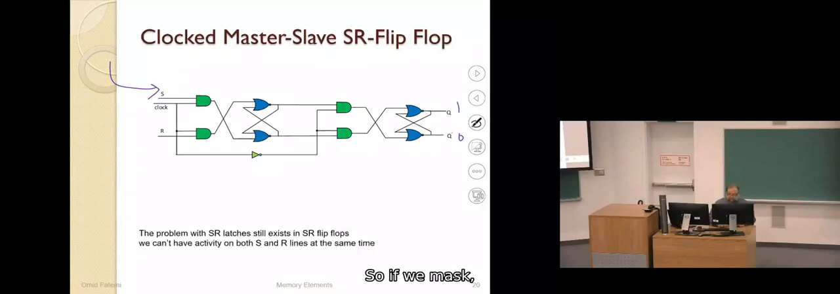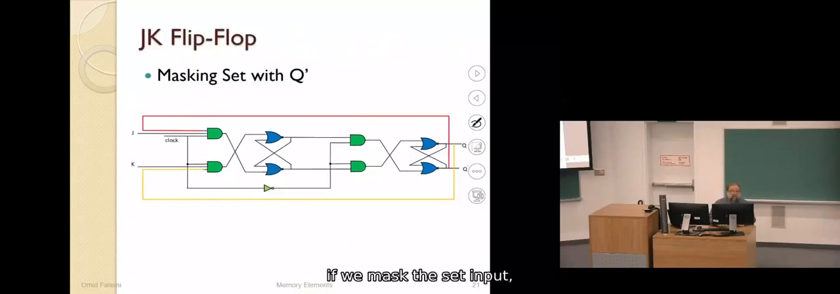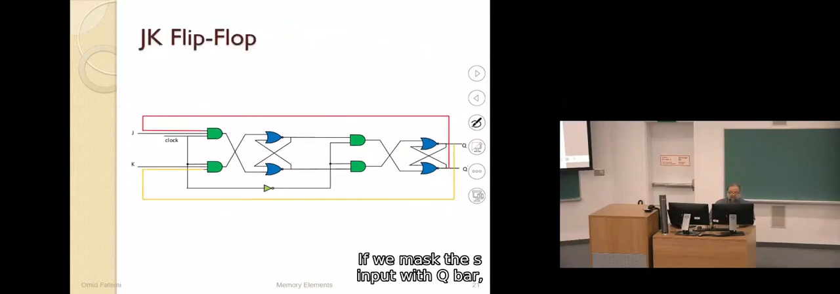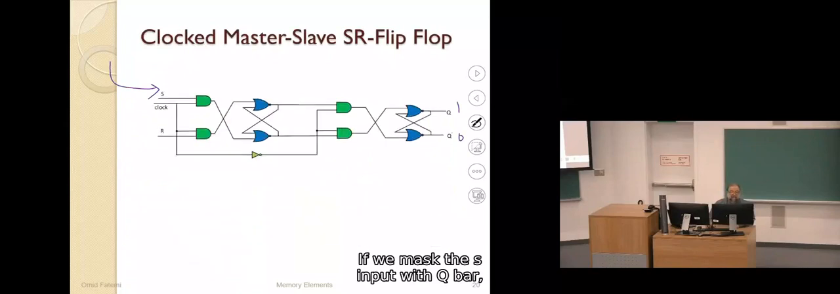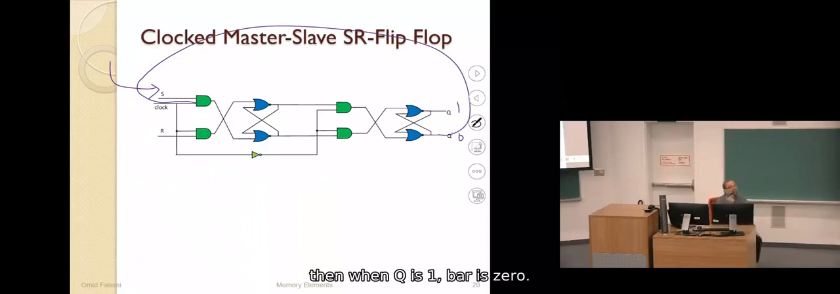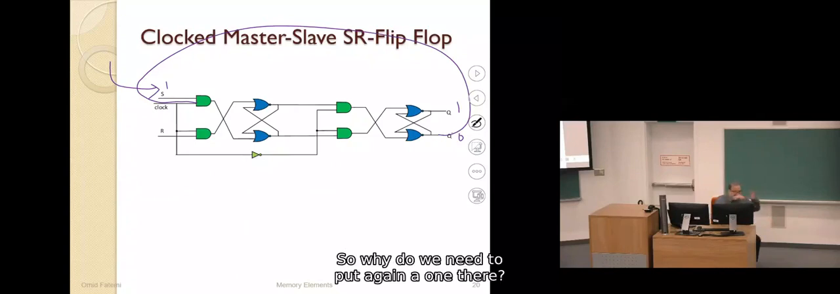So if we mask the set input, let me go back there. If we mask the S input with Q bar, because Q bar is now 0, if I connect this to this AND gate, then when Q is 1, Q bar is 0. And if Q bar is 0 and coming to this AND, whatever you put for S, even 1, doesn't work. It's already set. So why do we need to put again a 1 there? So we masked it.